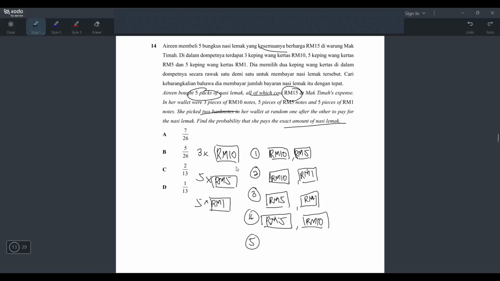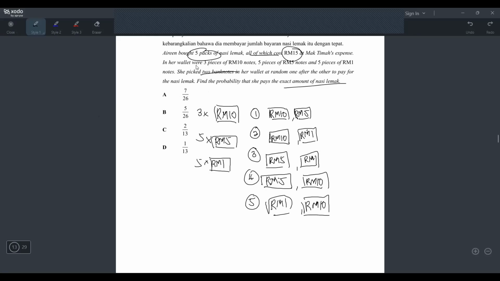And then what other possibilities? 10-5, 10-1, 5-10, 5-1. Okay, 1-10, 1-5, right? So RM1, RM10. Okay. I just write down all the possibilities. I don't care what the total is. Or maybe 1, 5, right? RM1. Okay, maybe she takes out 2 notes, you get RM1, RM5, right? But there are more. You might also get what?